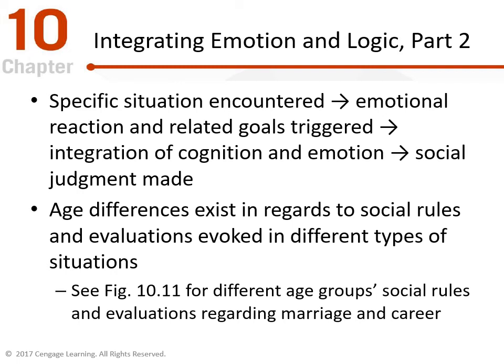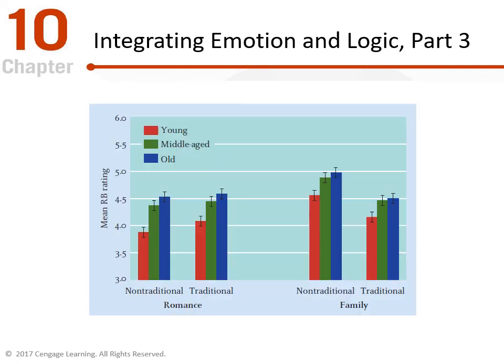looking at what you value in your social rules and how you evaluate the situation and the emotions evoked by the situation. So this figure shows integrating emotion and logic. And as you can see, the red is the young, green is middle age, and blue is old age. And it looks at romance and family. So we're looking at age differences in responsibility and blame attributions for traditional and non-traditional characters within romance and family vignettes.